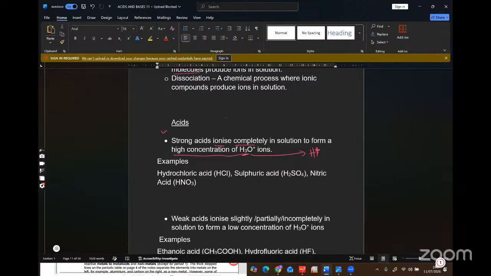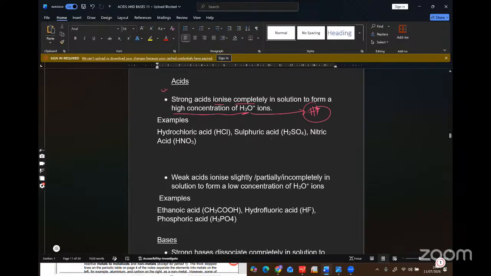So examples of strong acids include hydrochloric acid, sulfuric acid, and nitric acid. In other words, when you put them in water, about 99% of it splits to produce protons or hydronium ions. Okay, so these are the examples. However, weak acids are the opposite. They only dissociate partially. It means only a small percentage of them dissociates.